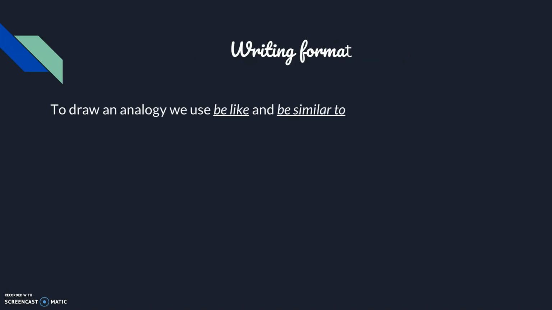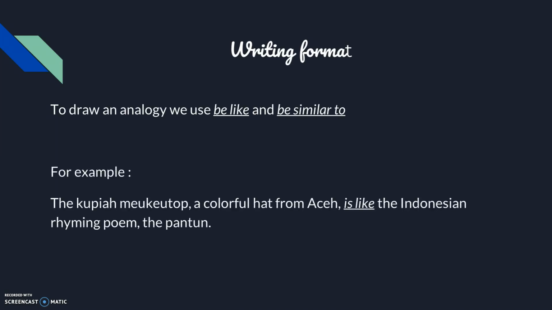To draw an analogy, we use "be like" and "be similar to" in the topic sentence. For example, the Kopi sama Ketup, a colorful hat from Aceh, is like the Indonesian rhyming poem, the pantun. So in here, we relate how Kopi sama Ketup is similar to pantun using "is like", which is "be like".